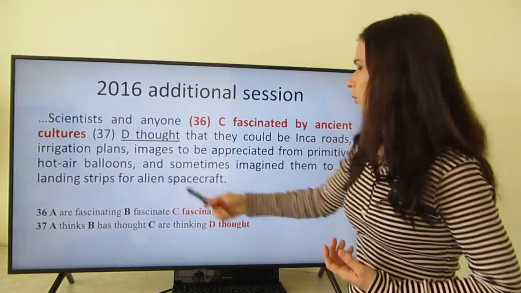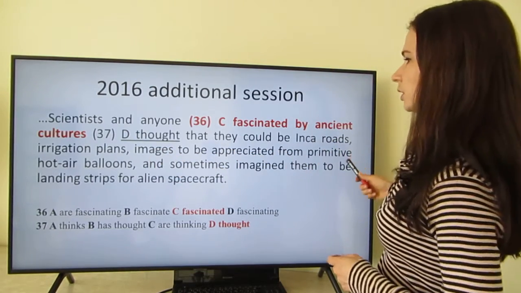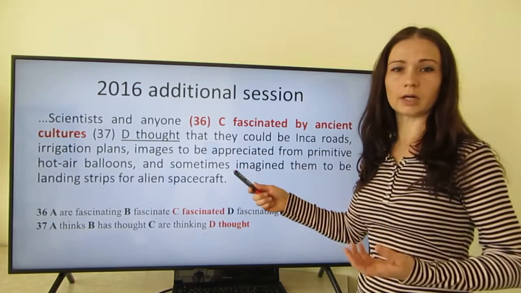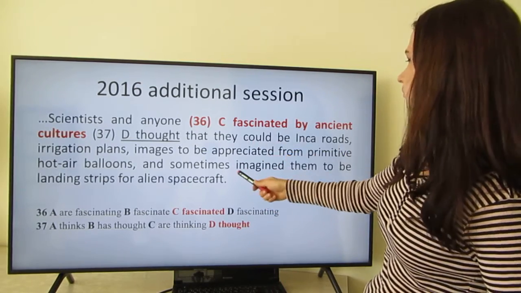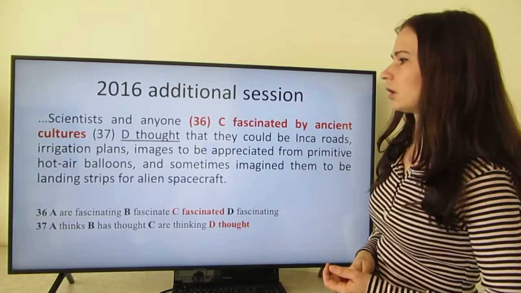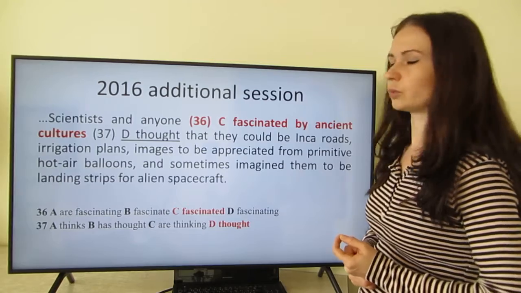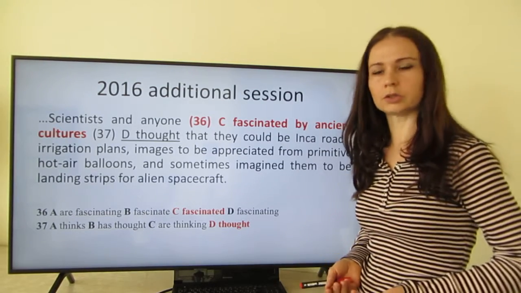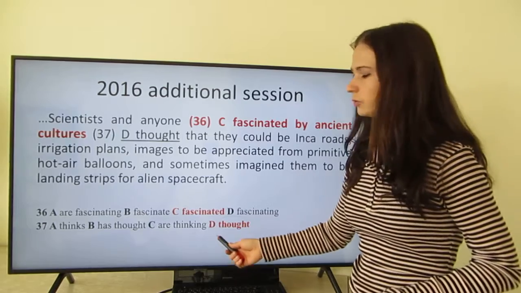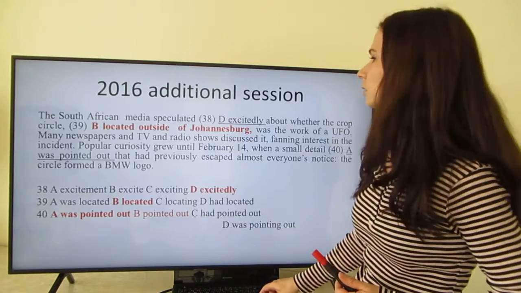That's the verb. Why past simple? Because if we continue to read, we will see that the other actions like could, imagined, are in the past simple. So we deal with the past. We need something relating to the past, and we are choosing thought. That is the past simple form of the verb think.